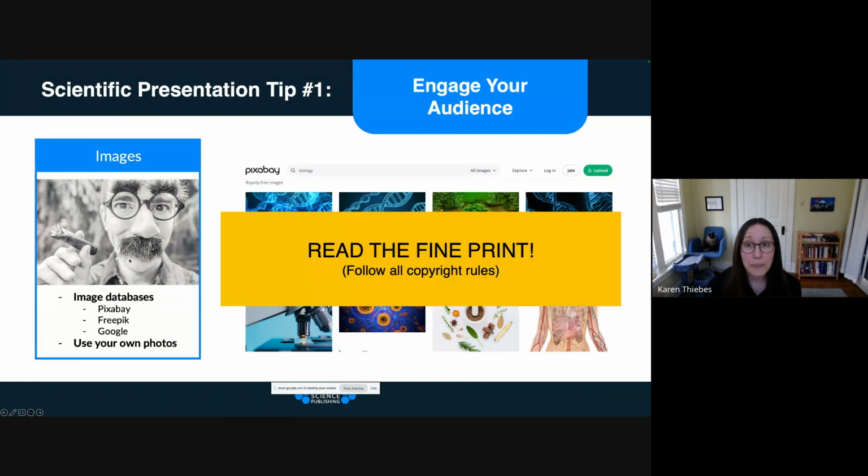But read the fine print. This is something where, as you all know, copyright rules are king, and you need to jump into those tools and read the fine print. And the easiest way to avoid copyright issues is to even just use your own photos.